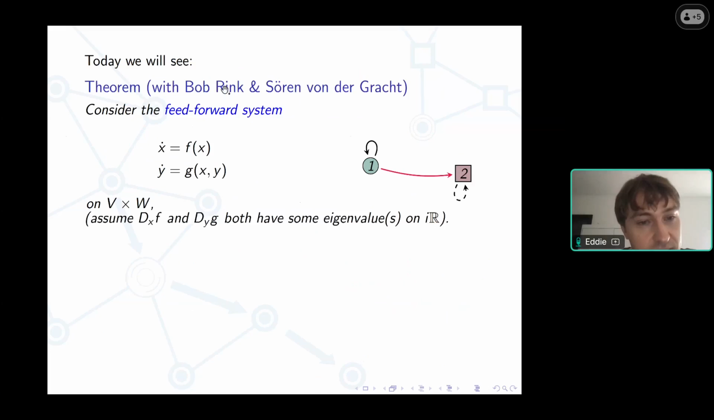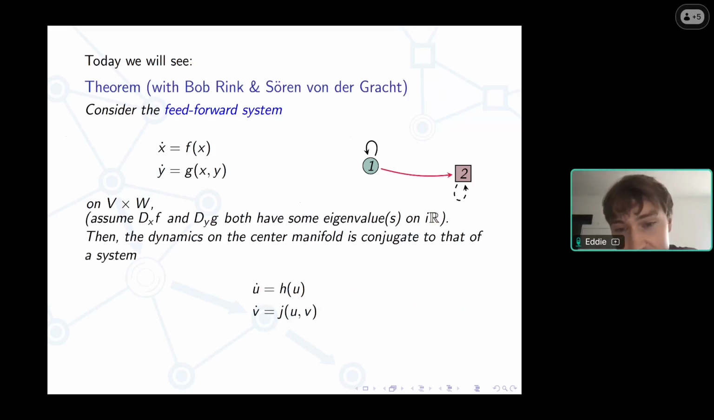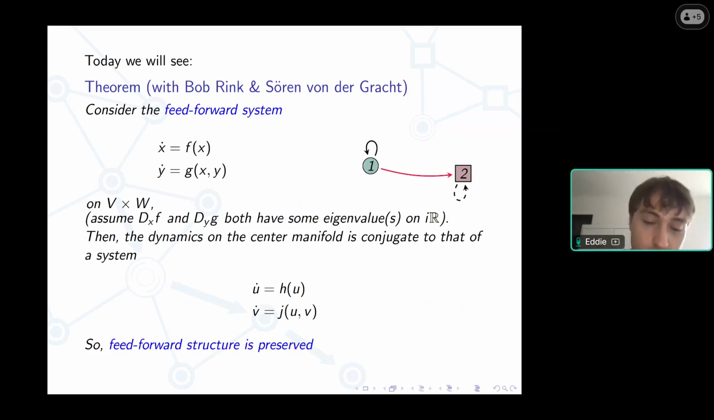So consider this system, a little bit of a technical assumption. Assume both f and g, their linearizations have some eigenvalues on the imaginary axis. If not, the situation becomes much easier, but it becomes essentially trivial what I'm about to say. So let's just assume both have eigenvalues there. Then the dynamics on the center manifold is conjugate to that of a system of this form. So in other words, feed-forward structure, this network structure, can be fully preserved in center manifold reduction. Same, by the way, for normal forms and Lyapunov-Smith.